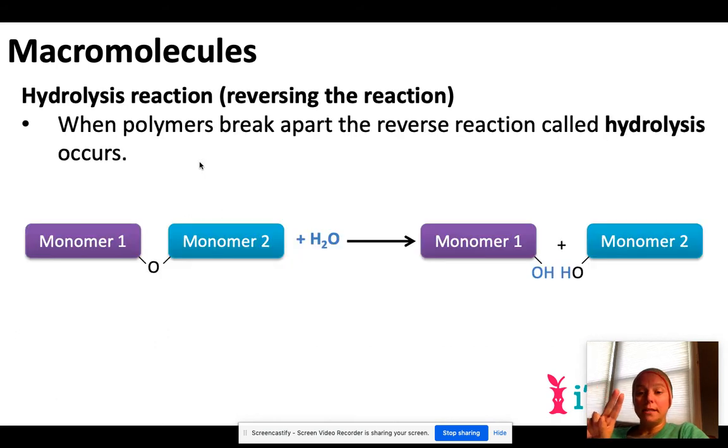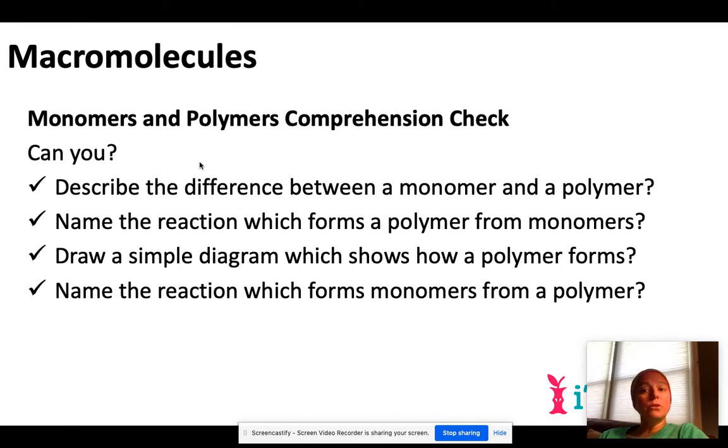Our body is really effective at hydrolysis, which we need water to do. So when you're dehydrated, you're not able to break down your foods properly. Dehydration is lacking water, and we can't do this hydrolysis reaction in our body. I can't break down my proteins or my carbohydrates without water. We eat all this food, but if we don't have enough water, we're not able to process our food very well. So let's do a little comprehension check between monomers and polymers.